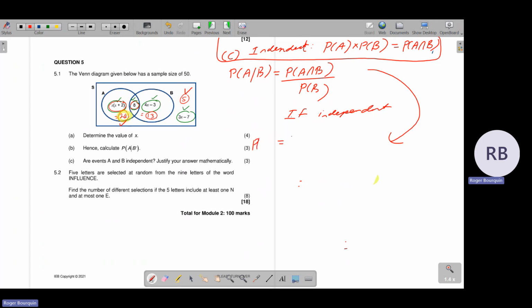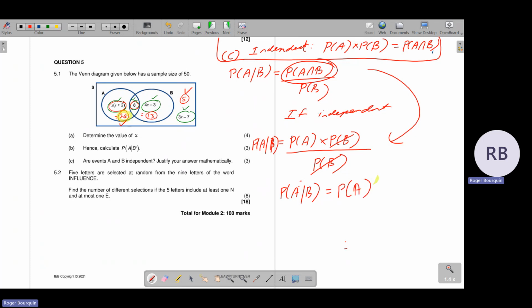Well, so with the probability of A given B, the probability of A and B will now be equal to the probability of A times the probability of B, if we're assuming they're independent, over the probability of B, and those will cancel. So in other words, if the probability of A given B is equal to the probability of A, in other words, the probability of it being in A is unaffected by B, then they're independent. So this must be true if independent.